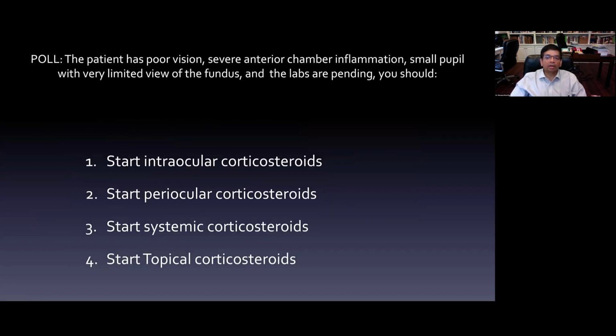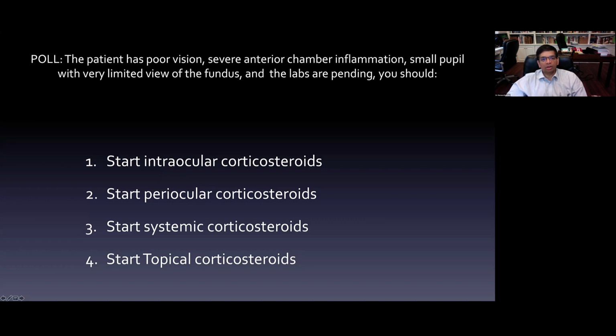So here's a poll question. Let's see if you understand the treatment part of it. So the patient has poor vision, severe anterior chamber inflammation, and a small pupil with very limited view of the fundus. The labs are pending. What should you do for this patient with this severe anterior chamber inflammation? Should you start intraocular corticosteroids, start periocular corticosteroids, start high-dose systemic steroids, or start topical steroids at very frequent intervals?